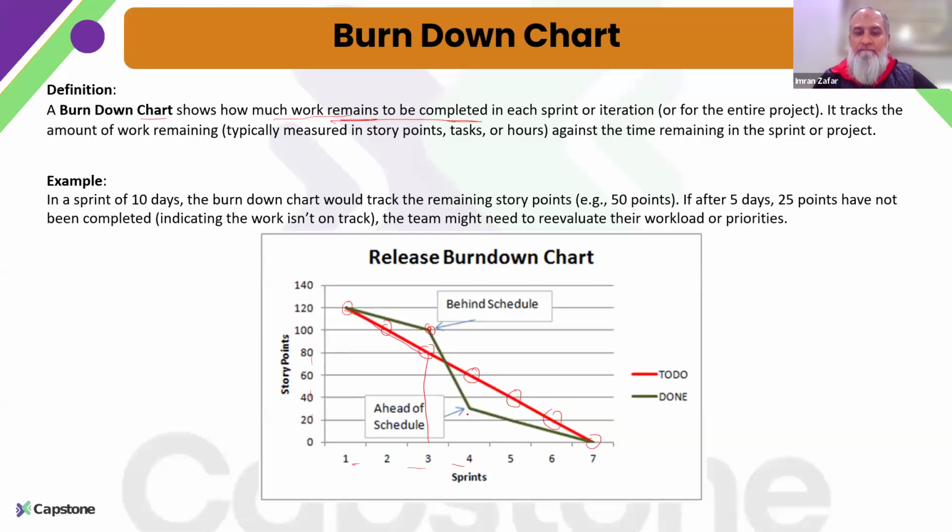Like at this point of time, after the fourth sprint, the team did some magic, and they covered all the gap. In fact, they performed way beyond expectation. So ideally, 60 user story points should have been left, but right now they have only 30 user story points remaining. So this is how the burn down chart can help us in understanding how we are performing sprint by sprint.